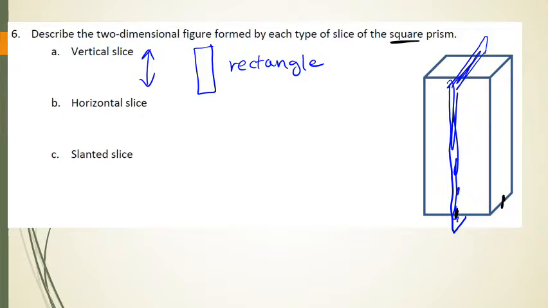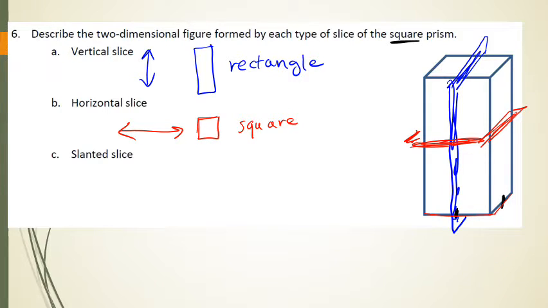What if we did a horizontal slice? This time we would be cutting from side to side in a direction parallel to the base. So now I'm cutting like this. So what two-dimensional shape would we see then if we cut right through here and then open it up? We would see this shape right here, which would look just like the base, and this is a square.